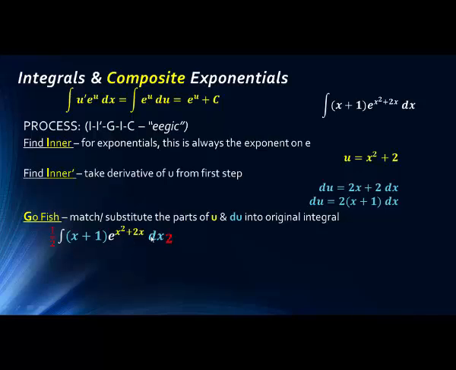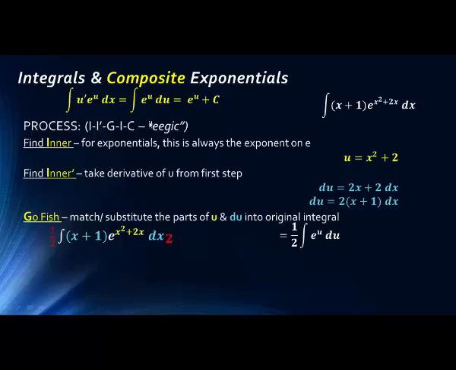X plus 1, dx, and 2 is all du, so all these pieces go away and become du, the blue piece and that red 2. And we're left with the integral of e to the u because this yellow part is u. So I get 1/2 e to the u du by just substituting in du for the blue parts and the red 2, and u for the yellow exponent.